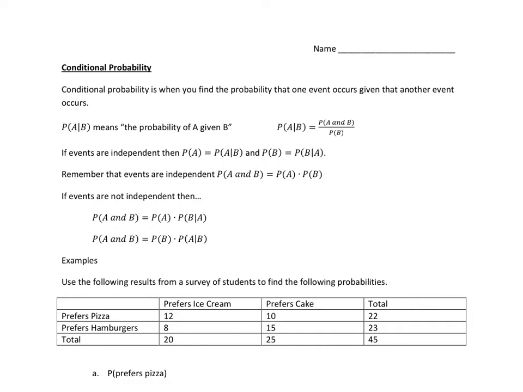Just to review, remember that if events are independent, the probability of A and B equals the probability of A times the probability of B. So now we have some new rules: if events are not independent, then the probability of A and B can be the probability of A times the probability of B given A, or the probability of B times the probability of A given B. Let's look at an example.